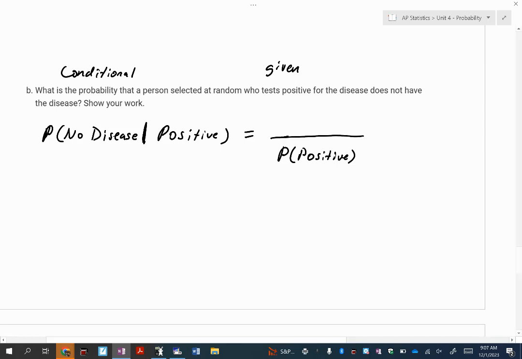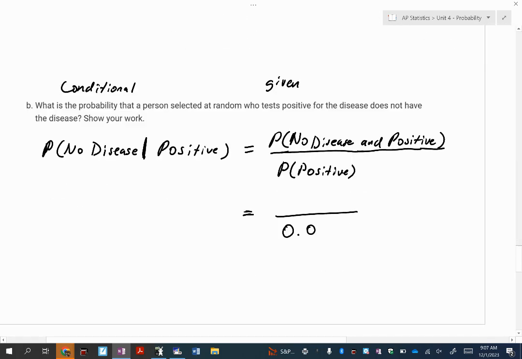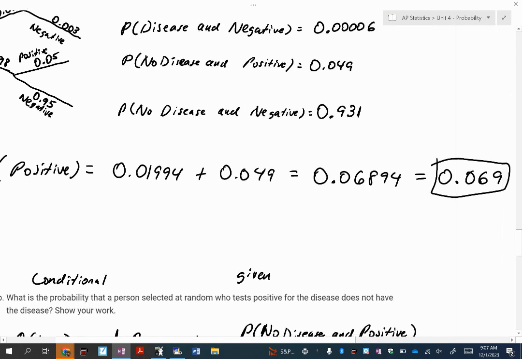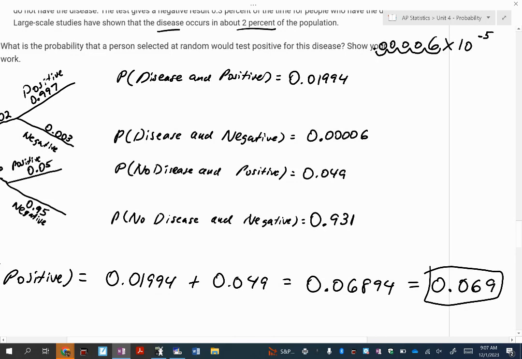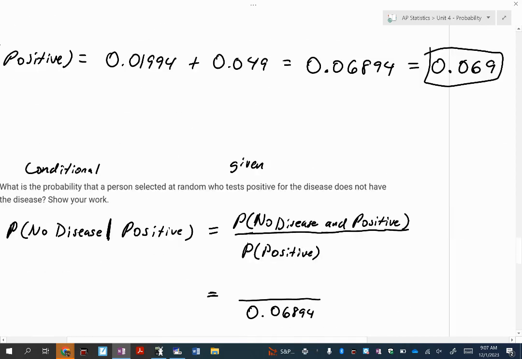Now, on top is where you're going to say both of these happened. So no disease and they tested positive, which should be something we calculated, even though we didn't focus on it in part A. It's in our tree diagram calculations. So my denominator, again, not rounded, is 0.06894. And my numerator is which one was my no disease and positive? No disease and positive is my third one, right? So 0.049 is my numerator.